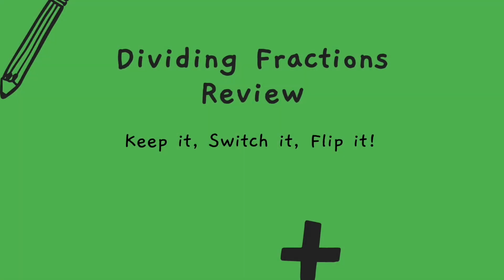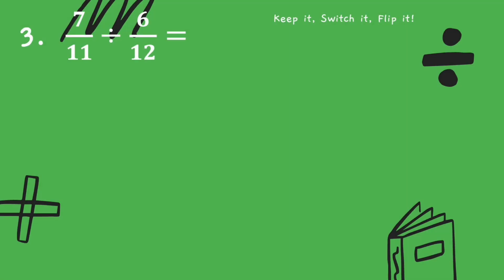So now that we worked hard on our multiplying fractions, we need to do dividing fractions review. Don't forget, we need to keep it, switch it, flip it. So our first problem we are going to work with is 7/11 divided by 6/12. So I know that we can start by rewriting our problem. So I got 7/11 divided by 6/12.